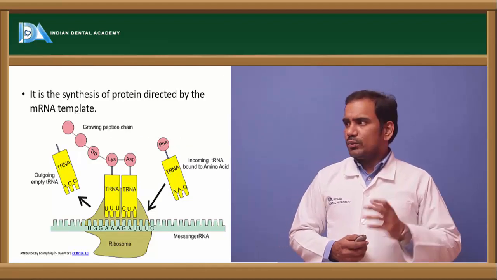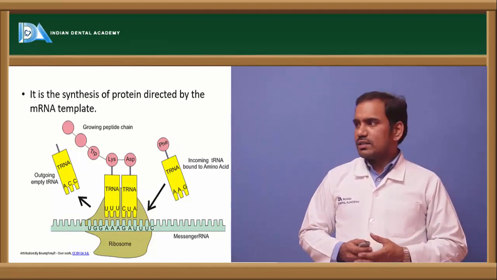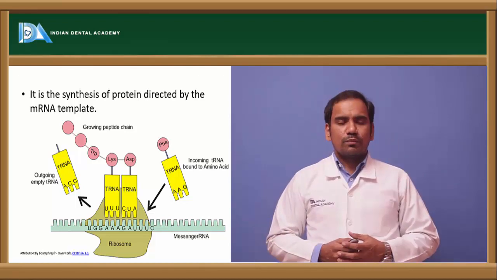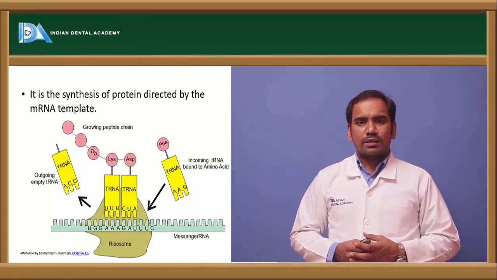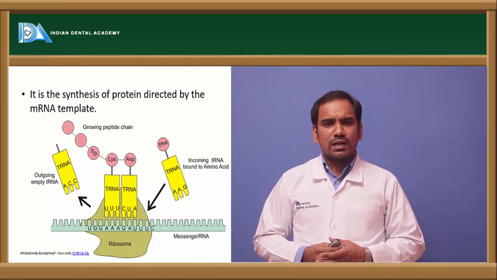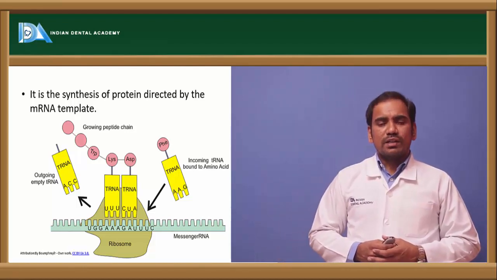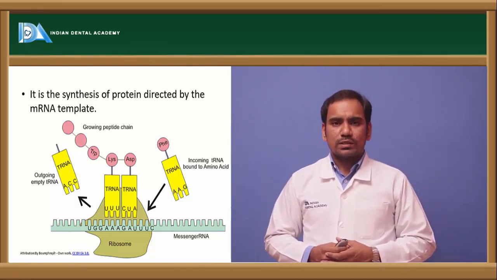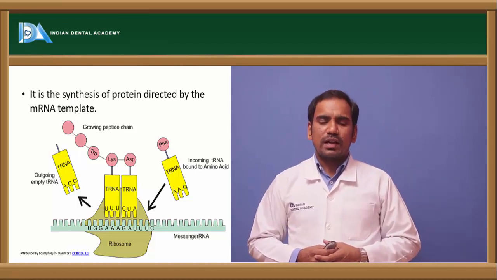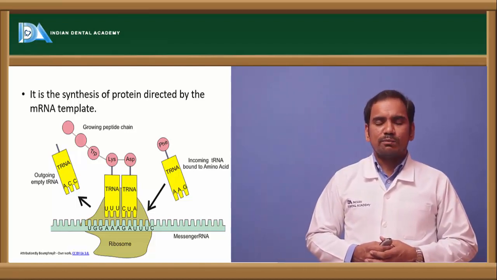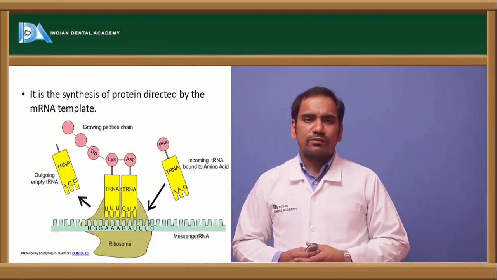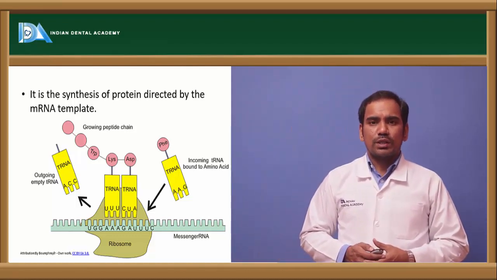Here we can see that we require mRNA, rRNA, tRNA for the synthesis of proteins. In addition to that, we require amino acids. So these are the important components required for the synthesis of proteins.